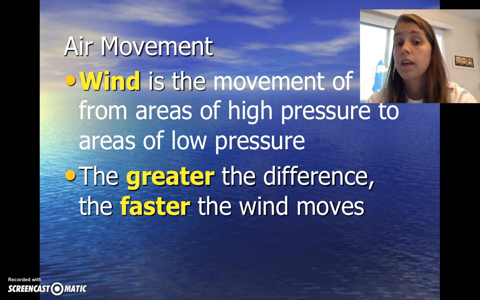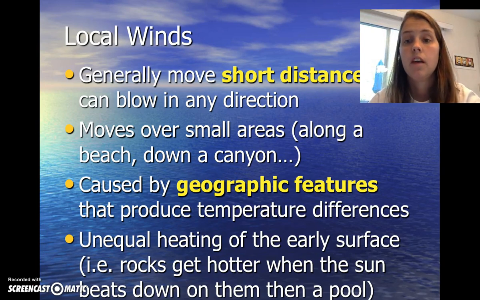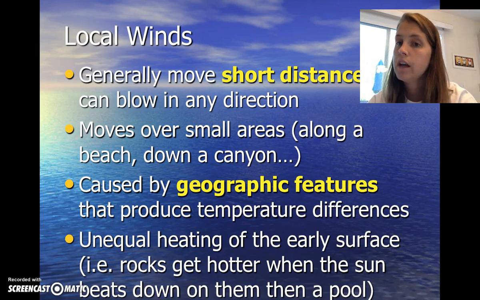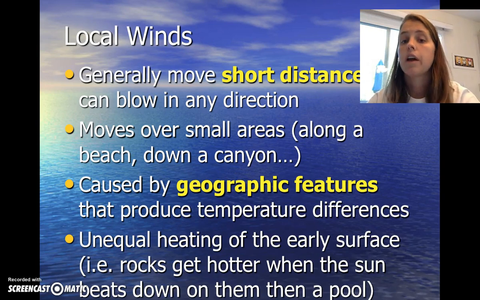So if you have an area that has very high pressure, very cold air, and very low pressure, very warm air, you're going to get very quickly moving wind. Local winds are generally short distances, and they can blow in any direction. They can blow north, south, east, west, southeast, southwest, and so on. And they move over small areas, so usually down a beach or down a canyon. And they are caused by different geographic features that produce temperature differences.